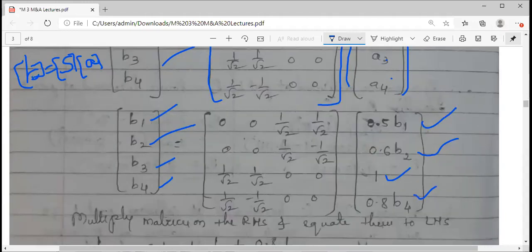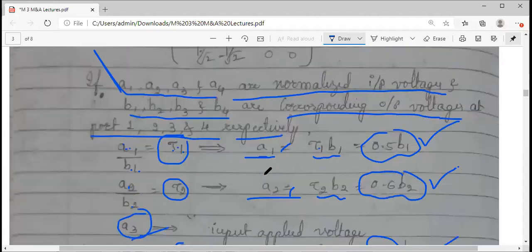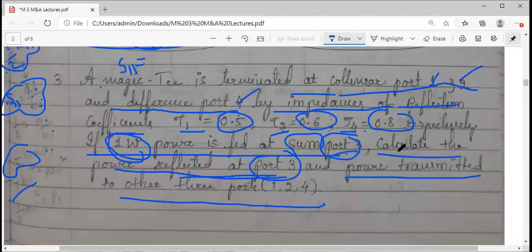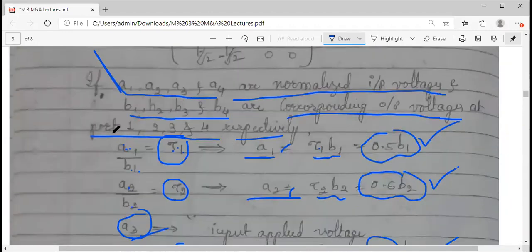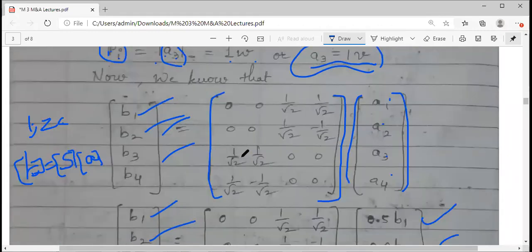So now what you need to do is find B1, B2, B3, B4. These are the values to be calculated. Calculate the power reflected and power transmitted to the remaining 3 ports. Power transmitted means the outputs, so B1, B2, B3, B4. Those are the waves. Powers are the squares.